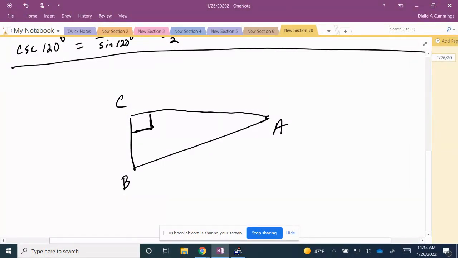Now, as far as the side lengths are concerned, here I have angle C. The side that's opposite angle C is side length c, and that side length c was 25. The side that's opposite angle A is side length a, and that was 7. And we have angle B, and the side that's opposite angle B is side b, and that was 24.